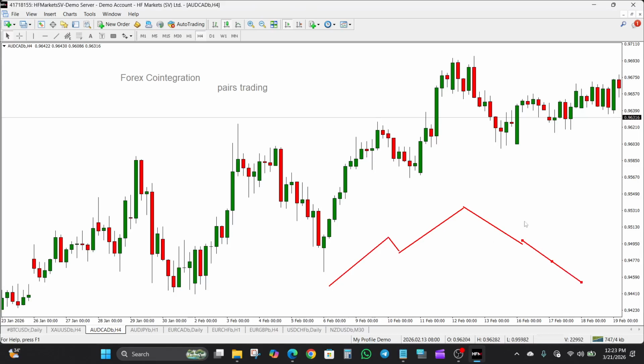So a trader might actually expect them to return to their normal relationship of moving almost with the same pattern. So they might buy the undervalued one and sell the overvalued one. The goal is not just to predict direction, but to trade the relationship between the two pairs. However, this strategy requires data analysis and statistical tools. It's not something most beginners use immediately. The key takeaway is that co-integration focuses on relationships between markets, not just individual price movements.